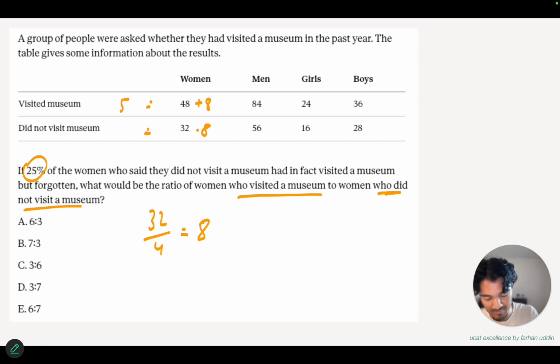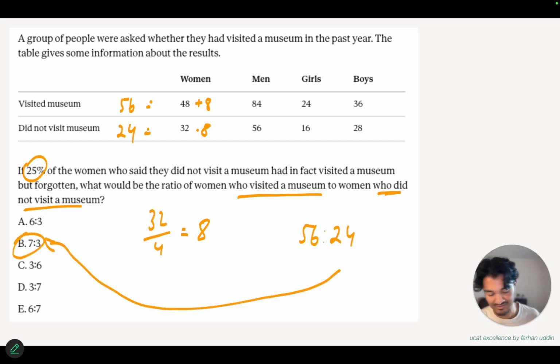So that ends up becoming 56, and this is 24. So our ratio is 56 to 24. Unfortunately, that's none of these numbers, but if we simplify, we can see that our answer B sits nicely. So we divide all of these by 8. That gives us our answer of 7/3. So B is our answer here.